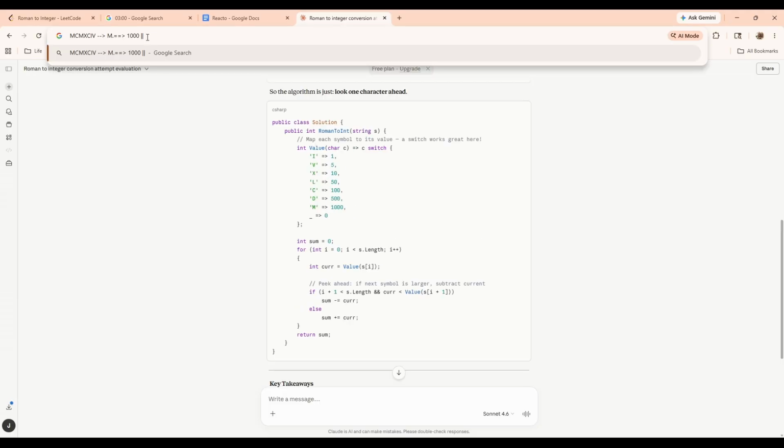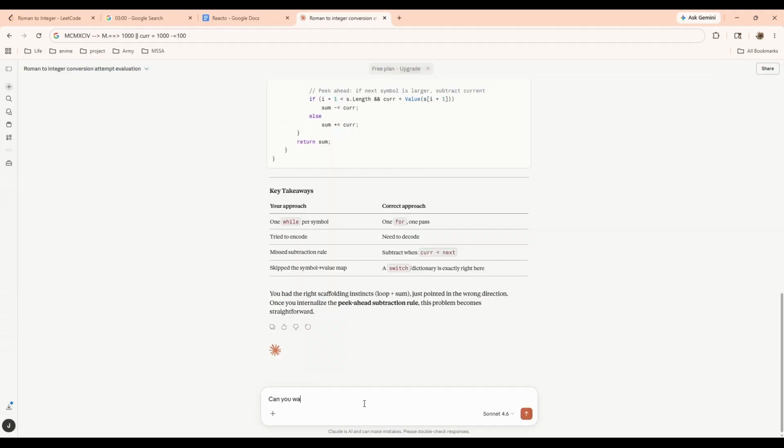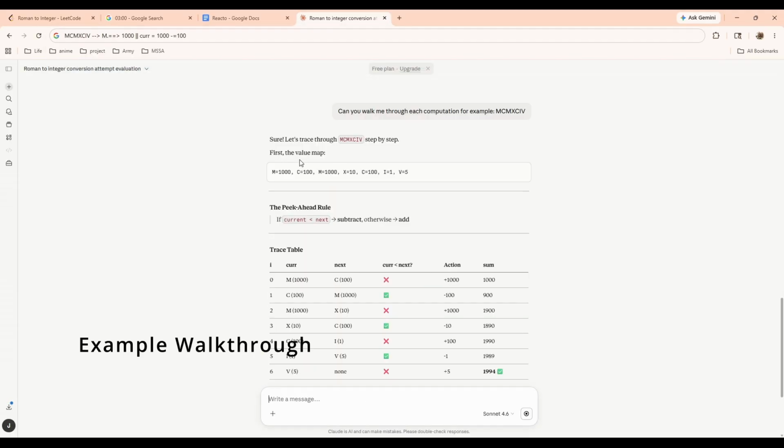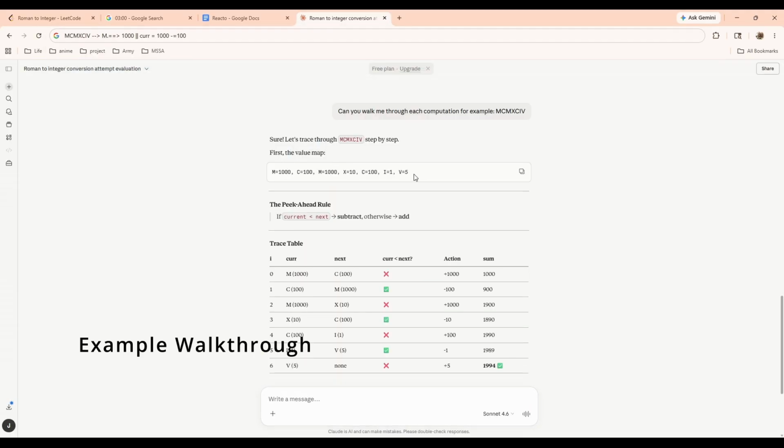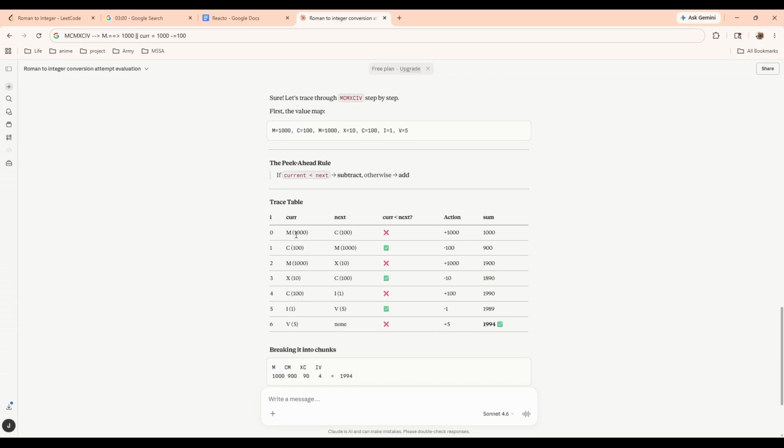Oh, I think this would really benefit from whiteboarding, without me trying to do this in my head. So current is... walk me through. Okay, we map the values. Okay, trace table. So we add to 1,000. Maybe it's not even the algorithm part. I'm getting confused by how Romans did their math, I think is what it is.